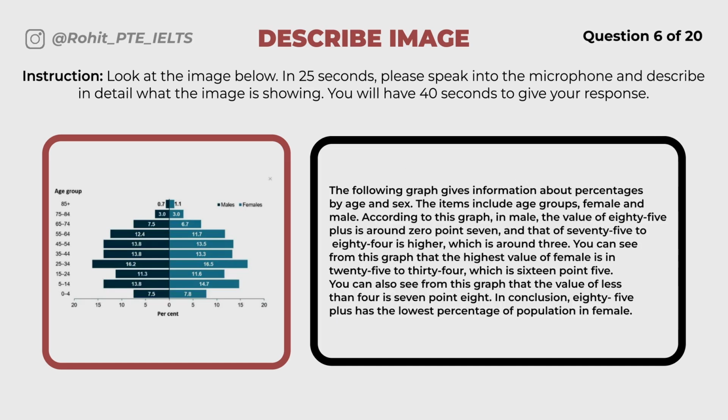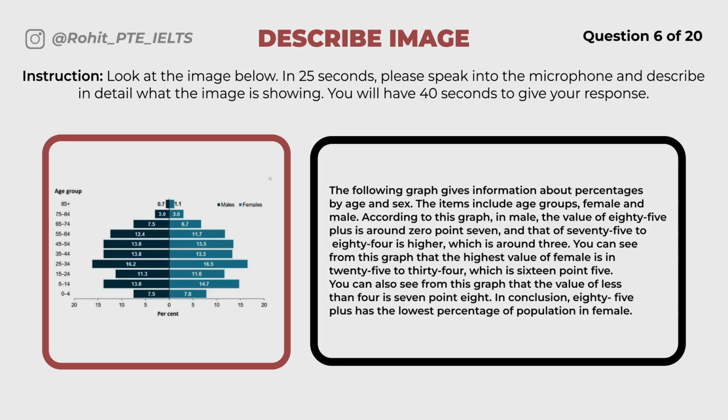The following graph gives information about percentages by age and sex. The items include age groups, female and male. According to this graph, in male, the value of 85 plus is around 0.7, and that of 75 to 84 is higher, which is around 3.